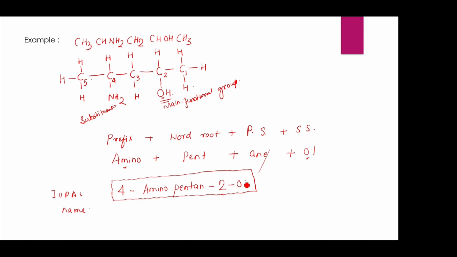Then we have to see the prefix. Prefix will indicate the substituent or the side chain or the secondary functional group. So by using all this, we have to name the organic compound.